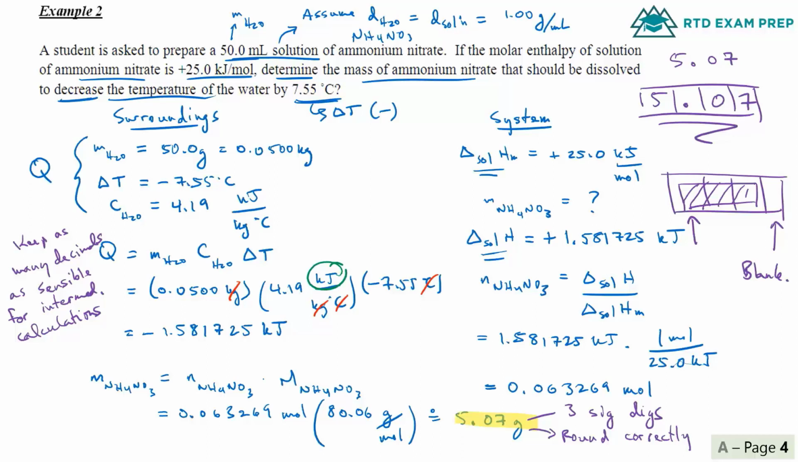But in chemistry, it's very rare. Pretty much all your answers are going to fit into the 4 bubbles quite nicely, like this answer that we have here, 5.07.